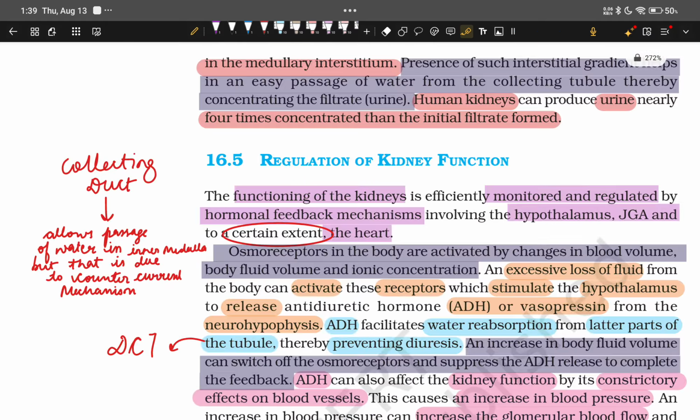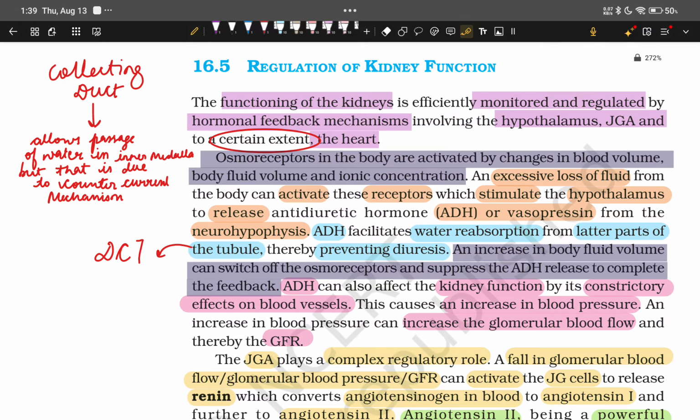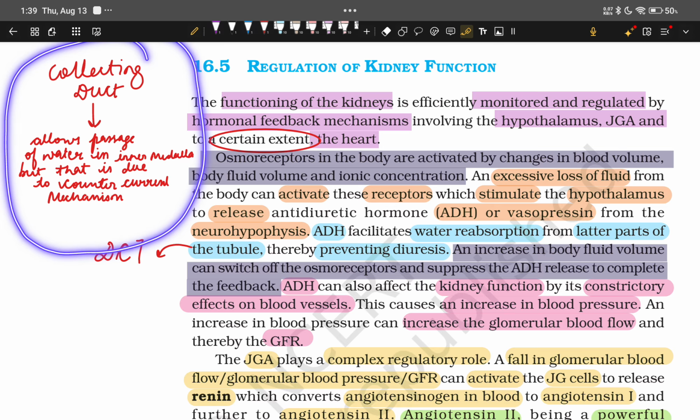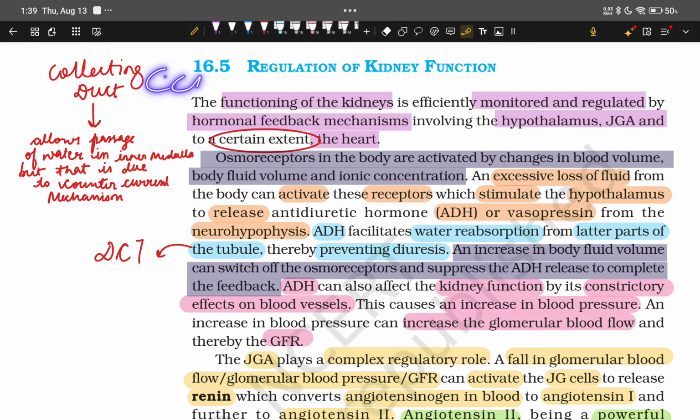Now moving on to the next portion, which is regulation of kidney function. The function of the kidney can be monitored and regulated by hormonal feedback mechanisms, which include first the hypothalamus, then the JGA, juxtaglomerular apparatus that we were talking about, and to a certain extent the heart also. This is what I have written also. Let's read this. This is related to the counter current mechanism. So the collecting duct allows passage of water in the inner medulla, but that is due to the counter current mechanism.